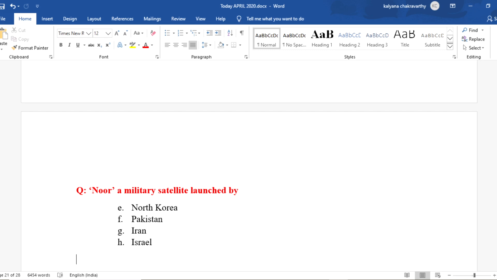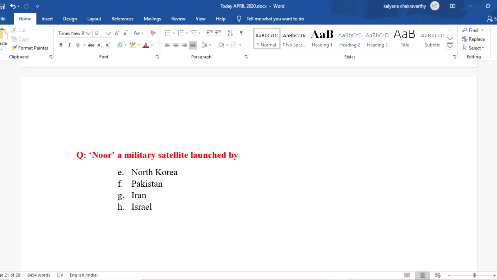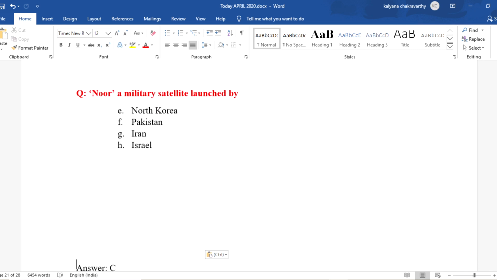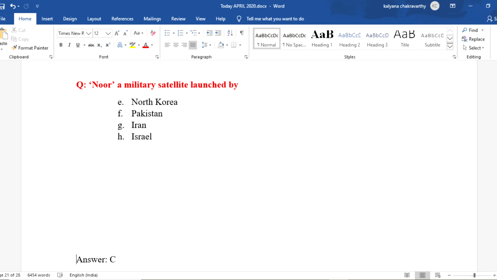Noor is a military satellite launched by... On one side, the entire world is fighting against corona, COVID-19. On the other side, a country launched its military satellite. Clear? And it happened very recently. Which is the country? Is it North Korea, Pakistan, Iran, or Israel? Right? The answer is, please remember, Iran. Iran is the answer. Kindly remember this.